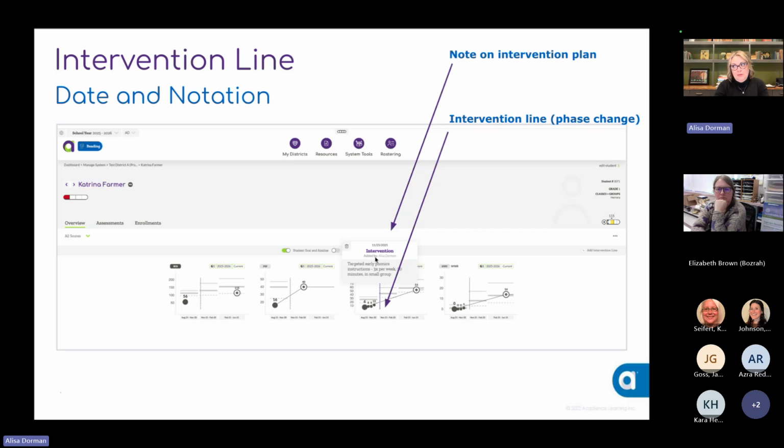So you'll notice here, 11/25/2025 is when this intervention line was added. And it said targeted early phonics instruction 3 times per week. And I think that says 20 minutes per day in small group. And so we can add that intervention line and then begin to track from there forward, again, like with Ethan. So we want to make sure that you know that that feature exists, and that it exists again at the individual student page in the overview tab where the graphs are applied.